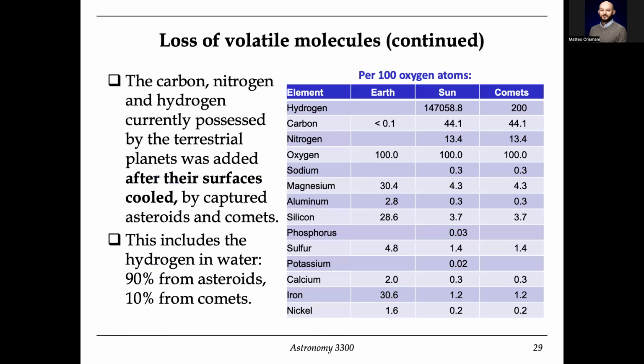So here it is. Here's the Earth. Here's the sun. And then we're going to look at the solar abundance of that, and then comets. These numbers are per 100 atoms. So let's have a look at the first one here. Here's carbon. Per 100 atoms, it's less than 0.1, whereas the sun and comets share, I mean, these numbers are basically identical.